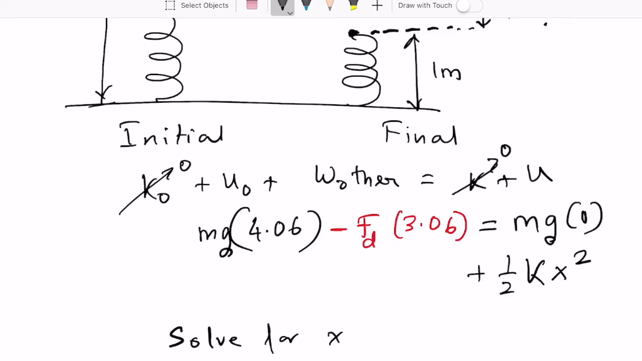So this is an example of applying the conservation of energy equation to solve a problem. There are many other examples on the PowerPoint.